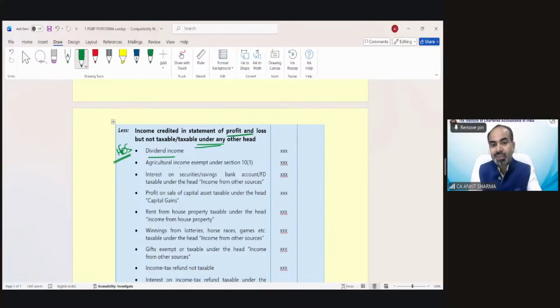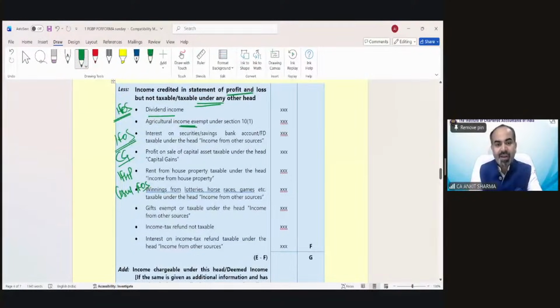Agriculture income, because it is exempt, we cannot include it in our business income. We have to reduce it from our PGBP income. Interest on securities, of course, is income from other sources. Any profit on sale of a capital asset is the capital gain part. Rent is income from house property. This is our casual income; that would be part of income from other sources.